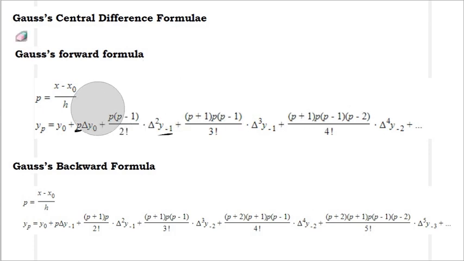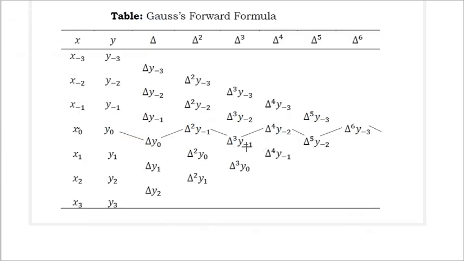Whereas if you look at the terms here, first one is y naught, second one is delta y naught, and the next one is delta square of y minus 1, and next is delta cube of y minus 1, and this becomes delta cube of y minus 2 on that way. And the next term also delta power 5 of y minus 2. So this may not be clear just by looking at the formula.